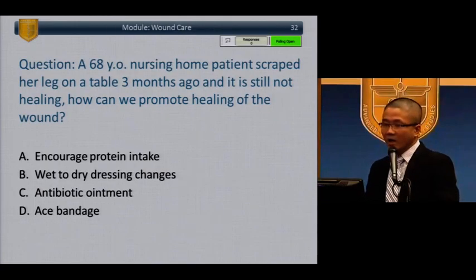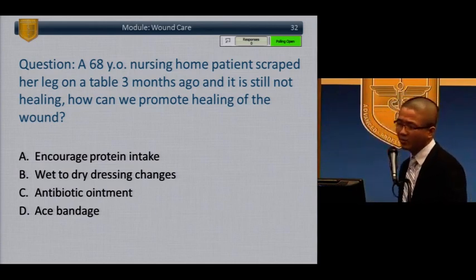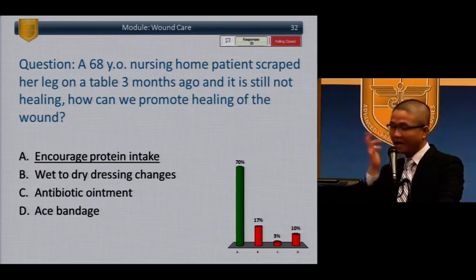Okay. Question for wound healing. So a 68-year-old nursing home patient scraped her leg on a table 3 months ago, and it is still not healing. How can we promote healing of the wound? Yes. Encourage protein intake. All right.